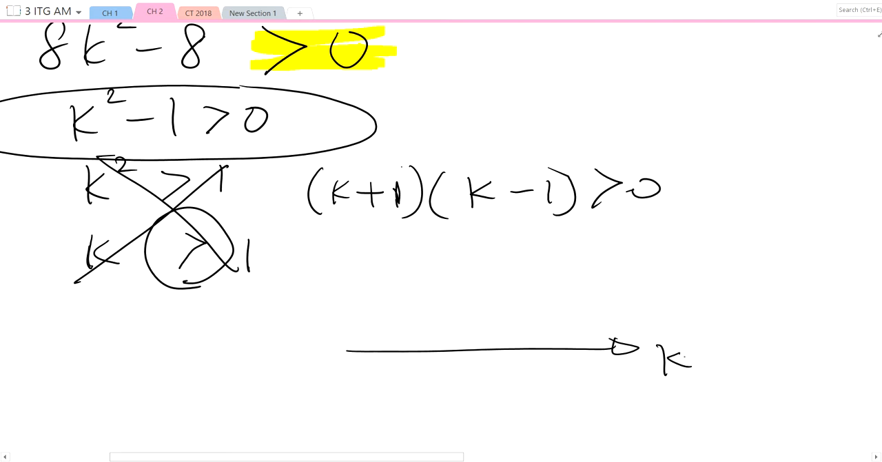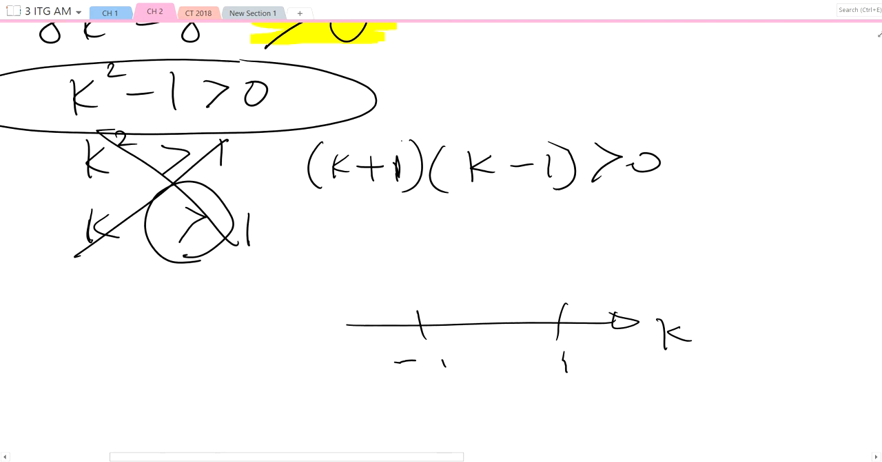What do I do next? K plus 1. I need 2 points over here. What are they? Okay, negative 1 and 1. Then what do I do next? Curve. What kind of curve is it? Opening upwards. Okay, like this. And then what happens?